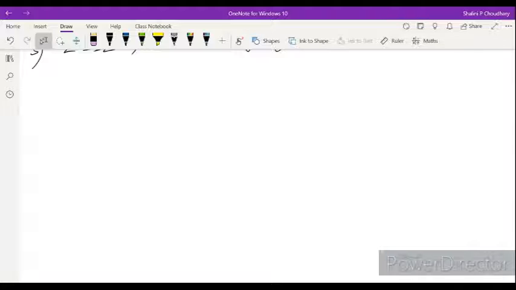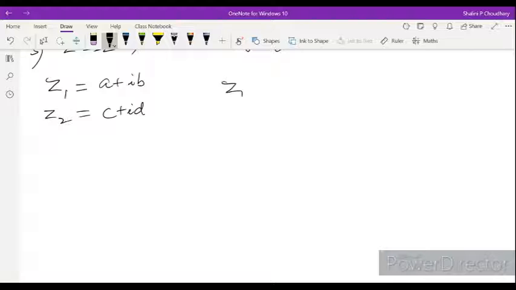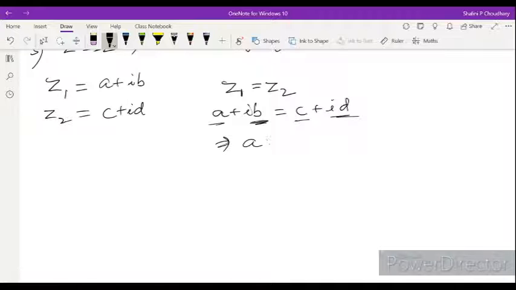First of all, we'll see the algebra of complex numbers. So what is the algebra? If we have z1 = a + ib and z2 = c + id, then z1 equals z2, we said. It means a + ib is equal to c + id. So the real part should be equal to the real part, and the imaginary part should be equal to the imaginary part. It means a is equal to c and b equals d.